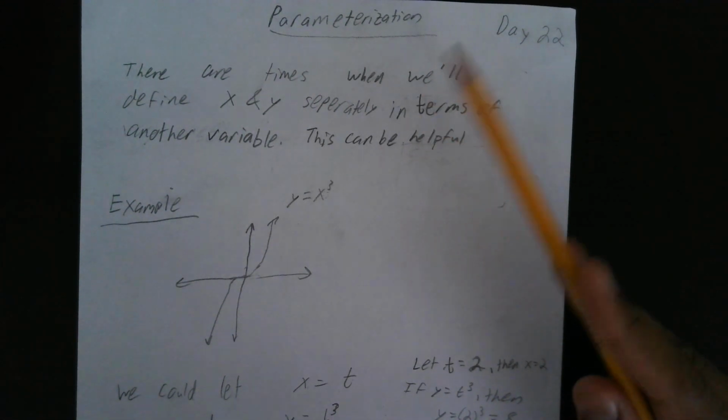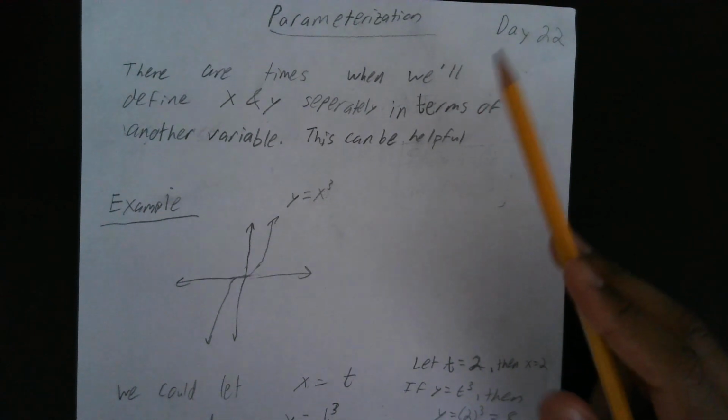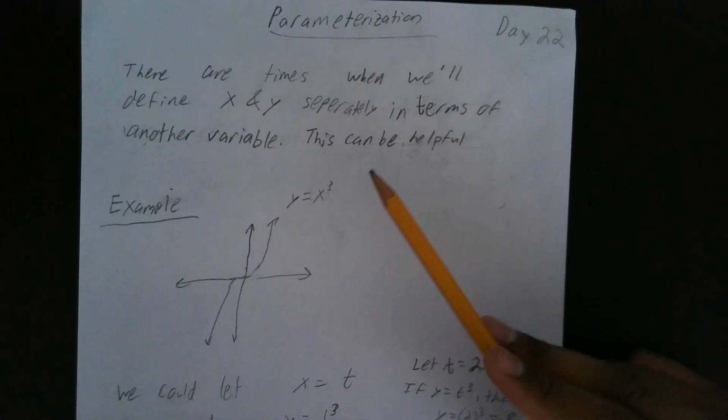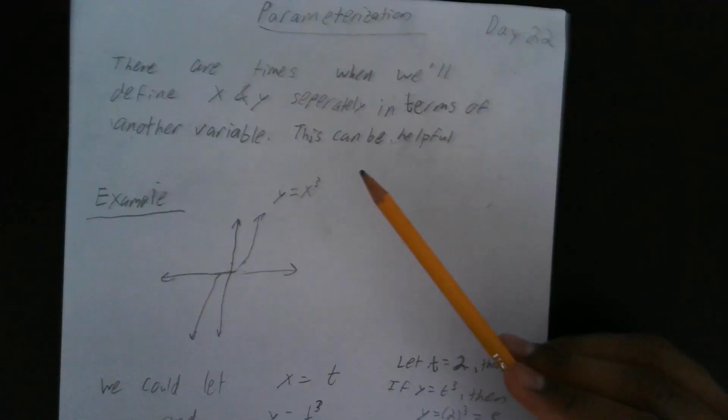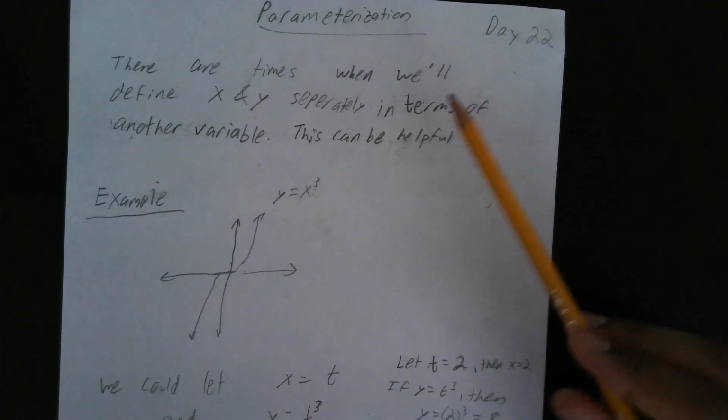Today we're going to go over a little bit of parameterization. We're not going to get into a lot of detail with it, but we're going to cover it a little bit. There are times when we'll define x and y separately in terms of another variable. Oftentimes that other variable is t. This can be helpful on certain occasions.